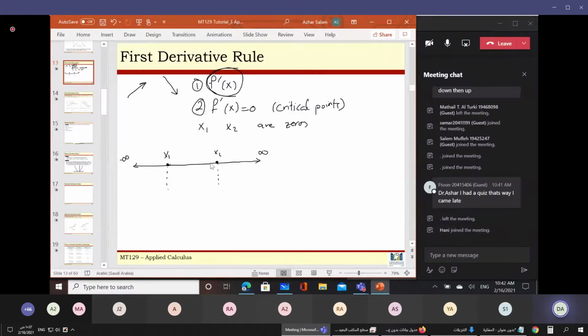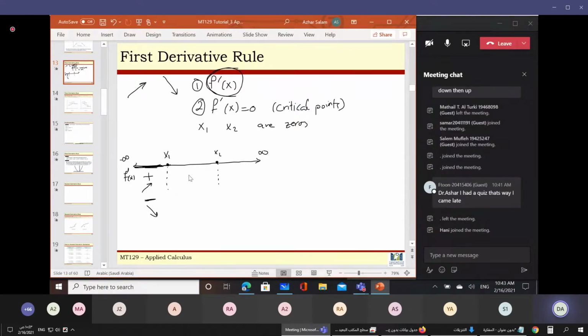I have here critical points, so I have now to make the sign test for f dash. أعمل اختبار لإشارة المشتقة. Here I choose some number less than x1 and substitute in f dash. If f dash of x at some point x here is positive, then it will be increasing.